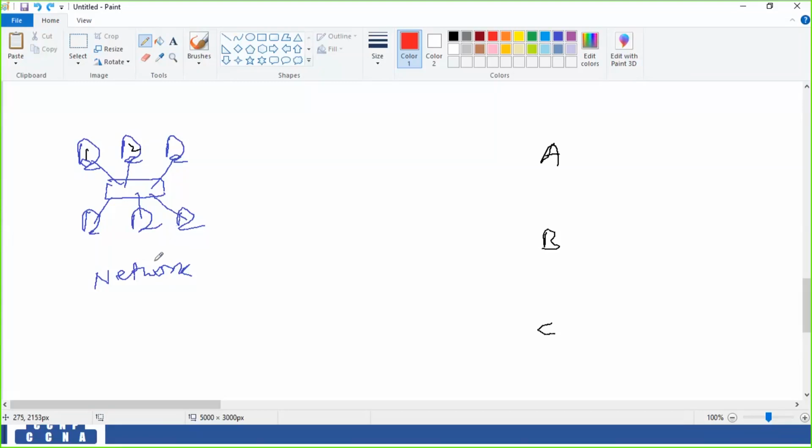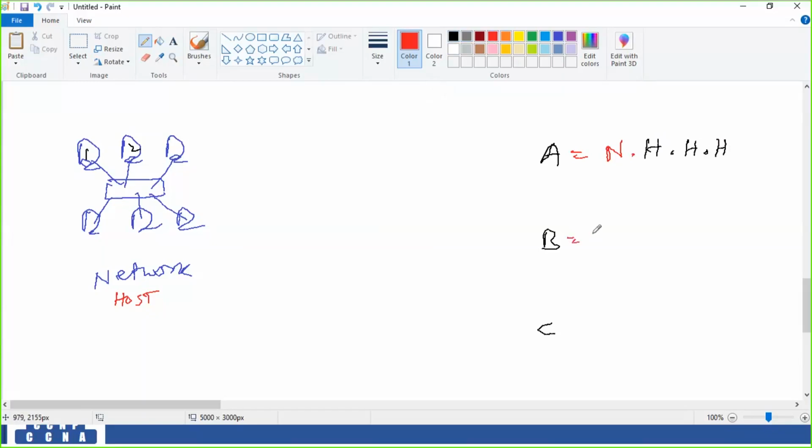6. A device in a network is called a host. So an IPv4 address is divided into a network portion and a host portion. See the octet format of class A. The first octet is the network portion, N means network portion. The second octet is host. The third octet is host.